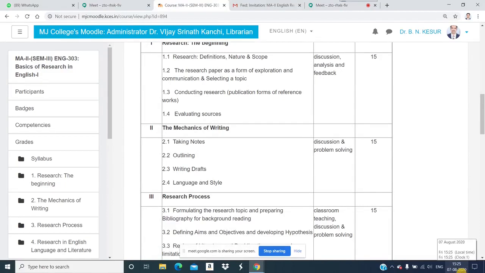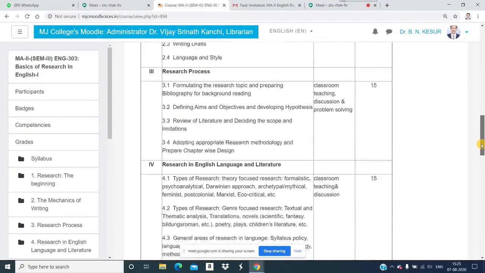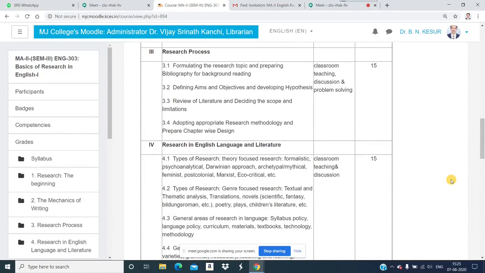Then the third subunit is the research process. You know very well that it is actually a process. So we will try to understand that process. That means the beginning of the process, where the researcher is expected to formulate a research topic, and then he is expected to prepare a bibliography for background reading. So we will try to understand how the researcher is expected to do these things, and how the bibliography is very important for the researcher at the initial stage of his research.